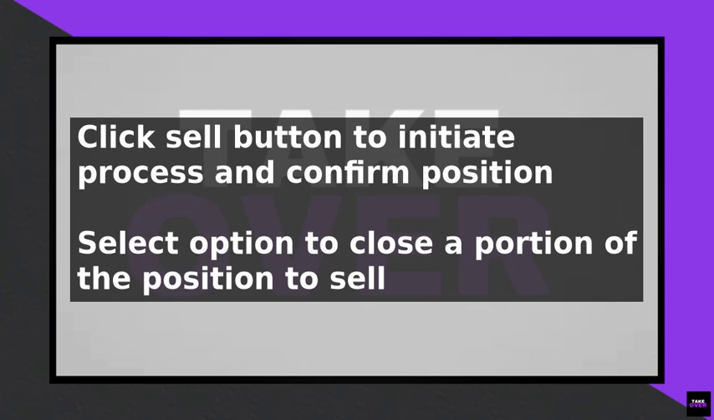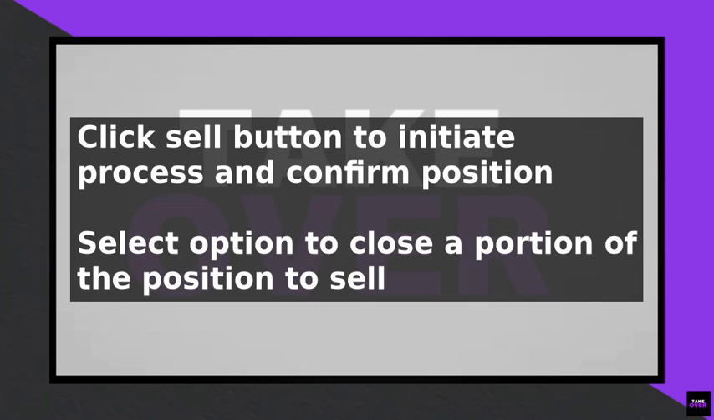You will then be prompted to enter the amount you want to sell, either as a percentage of your total holding or as a specific number of shares. Enter the desired amount and click on the Sell button to proceed. Etoro will then execute the sell order at the current market price.